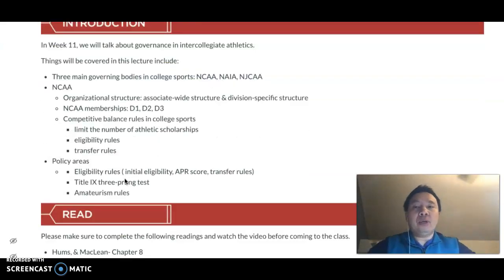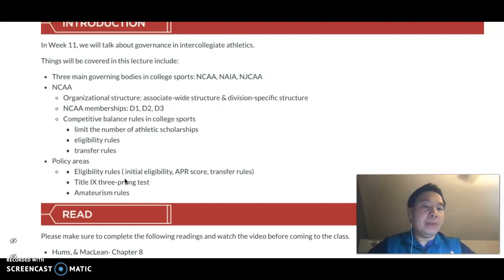For the NCAA, we're going to introduce their organizational structure. They are using 2 organizational structures. The first one is called association-wide structure. Another one is called division-specific structure. If you spend time watching the lecture videos, you should be able to get this content. The textbook also provides a pretty solid explanation of what association-wide structure and division-specific structure mean. We know the NCAA has 3 divisions. All the members have been classified into Division 1, Division 2, and Division 3.